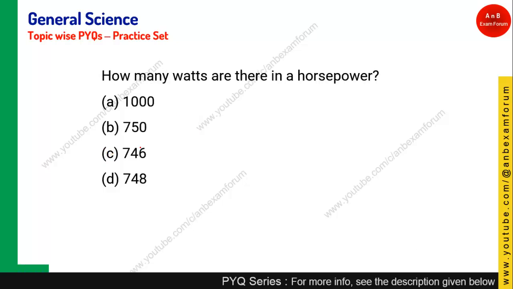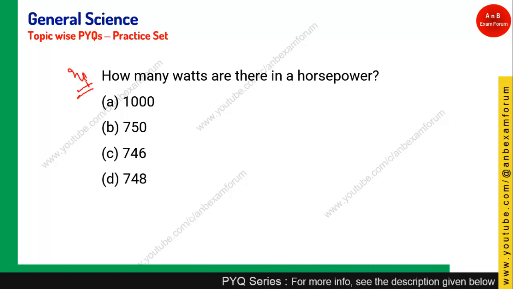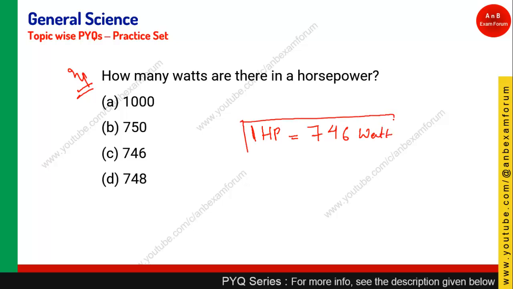Let's see the next question. How many watt are there in horsepower? This is a very important question. As we have seen, watt is a unit of power. The other unit is horsepower, which is again a unit of power. But you should remember the relation between these two. 1 horsepower is equal to 746 watt. Just remember the relation. This is very important. So 1 horsepower is equal to 746 watt.